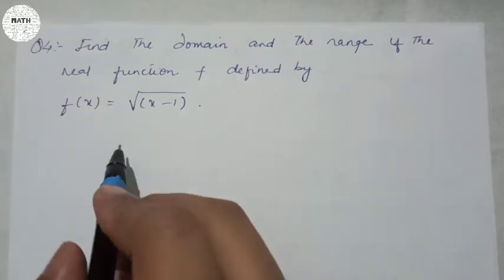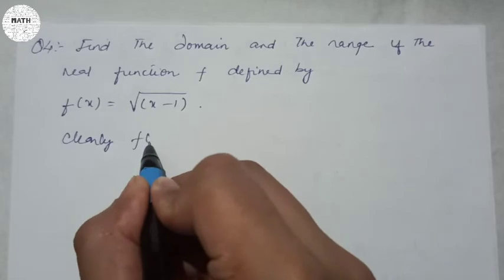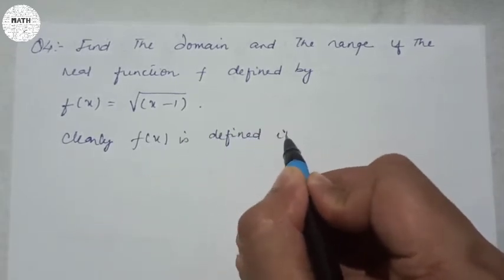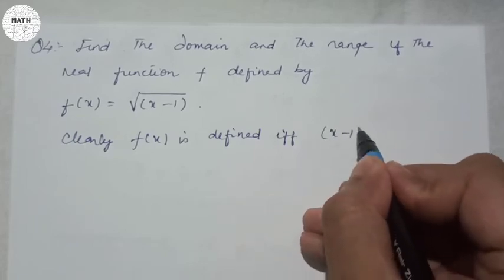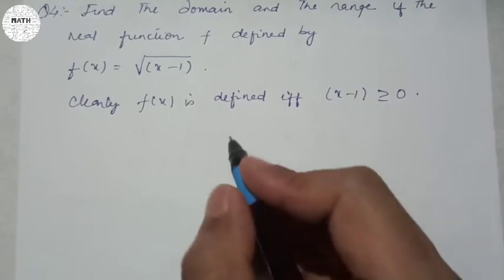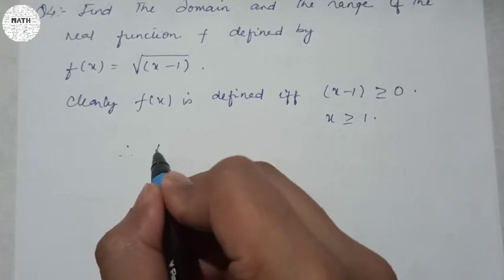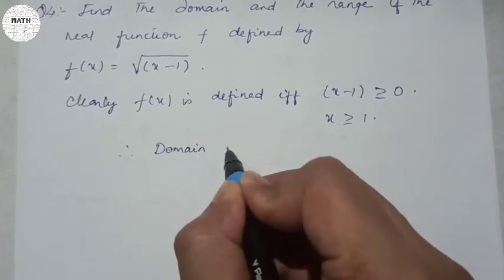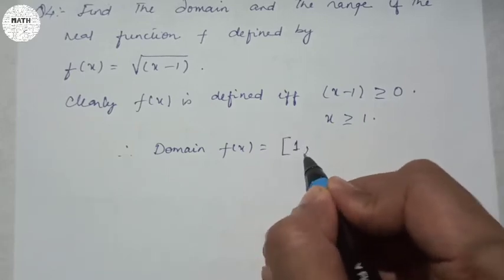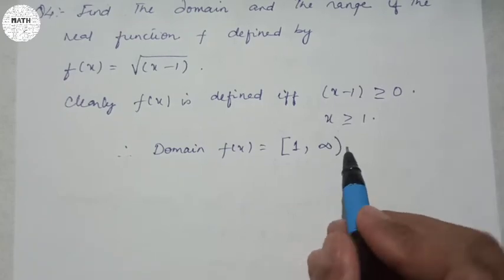So let's do it. It's given root over. Okay, so I can say that clearly your f of x is defined if and only if your x minus 1 is greater than or equal to 0. Yes or no? So x is greater than or equal to 1. So therefore your domain of f of x would be x greater than or equal to 1, means 1 till infinity, and it goes beyond. That's why they say round bracket.